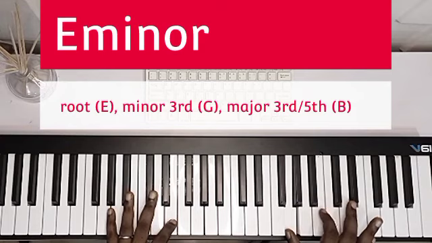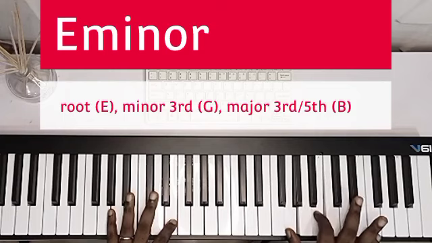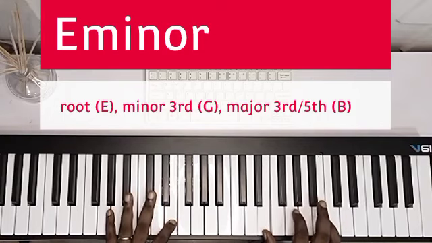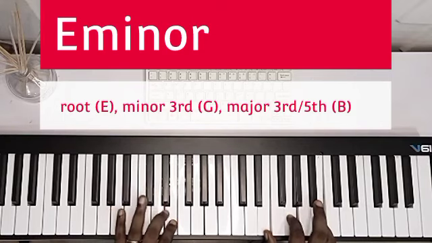Then while we are at G, remember G has a major third and then a minor third. So G, 1, 2, 3, 4. So that becomes the major third structure. So we have E, G, and B.